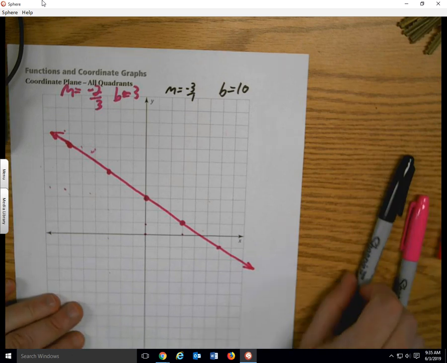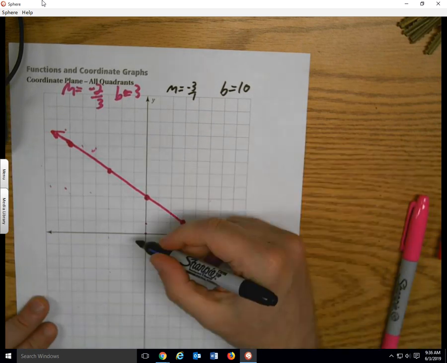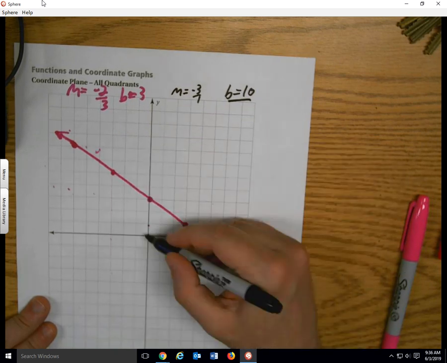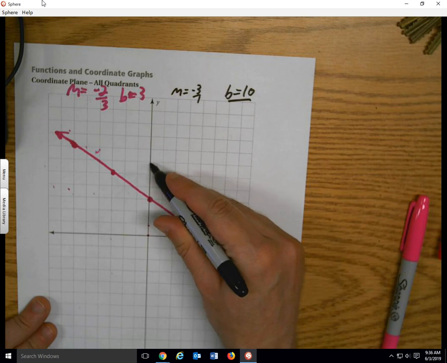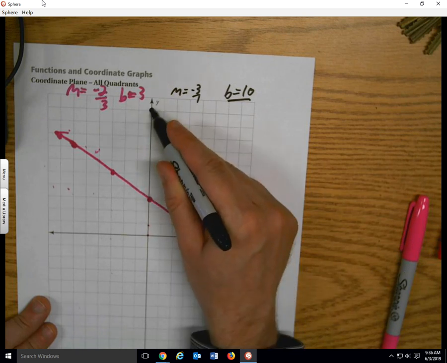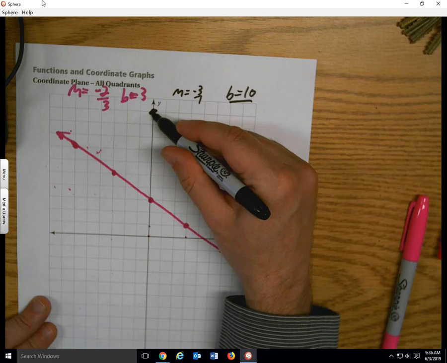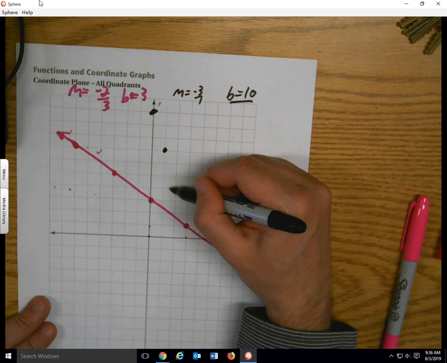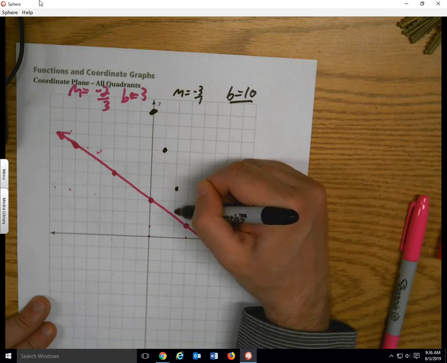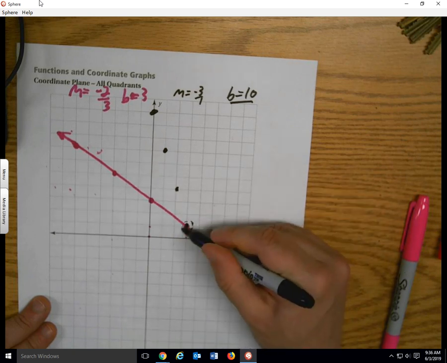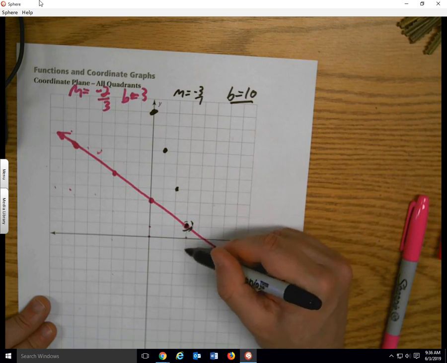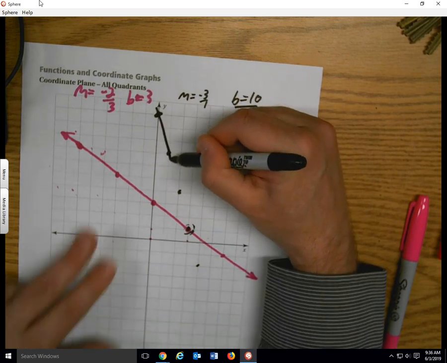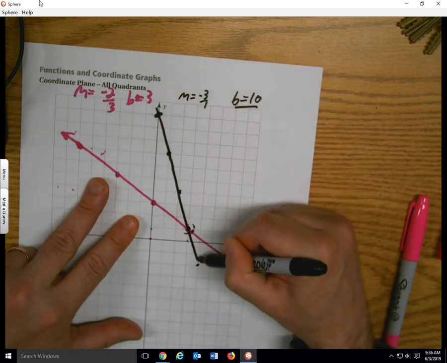So almost done. The last one is b equals 10, right? So we're going to go up 10. Remember, the b is where it is on the y-axis. 1, 2, 3, 4, 5, 6, 7, 8, 9, 10. Then we're going to go down 3 and over 1. So down 3, over 1, down 3, over 1, down 3, over 1. You can see where they're going to connect, right? Do it one more time. Okay, just draw a line. There we go.